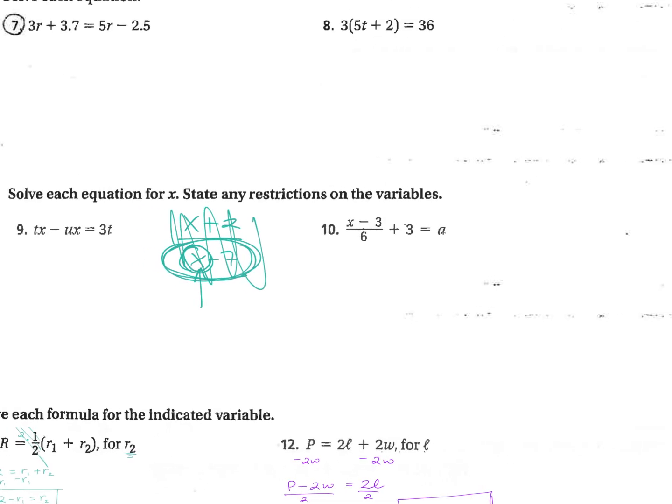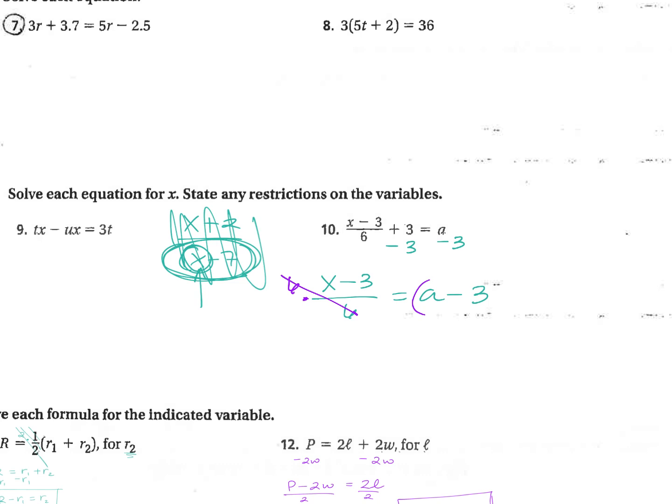This one says solve for x. So the first thing I'm going to do is I'm going to subtract 3 from both sides. So I get x minus 3 divided by 6 equals a minus 3. Okay, now we're trying to get x by itself. What's your next step? Are you going to add 3 or multiply by 6? You're going to multiply by 6. You got to get that division bar out of there first. Essentially, we want to get rid of the denominator.